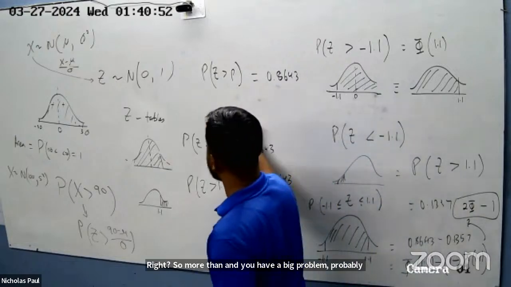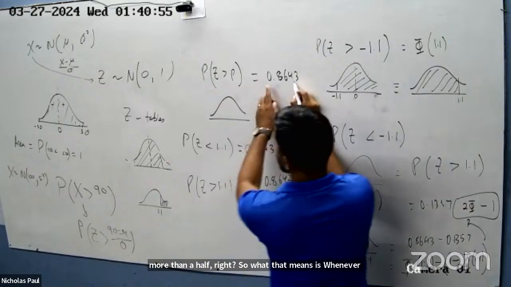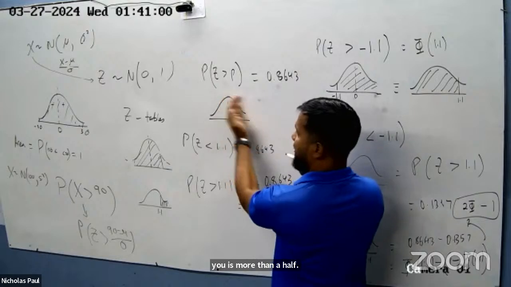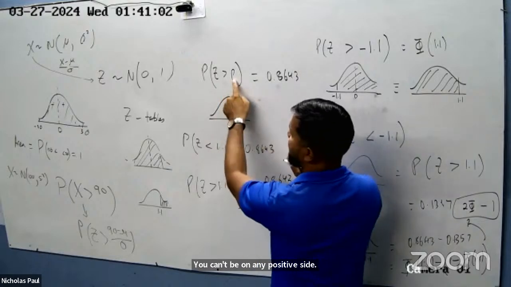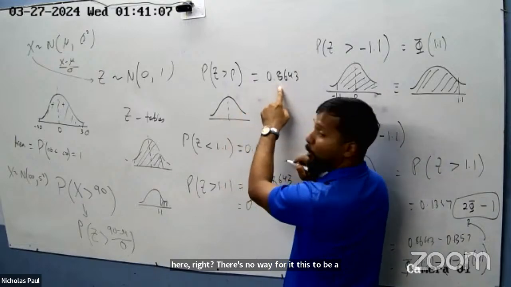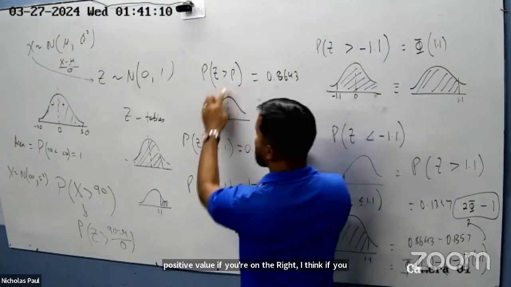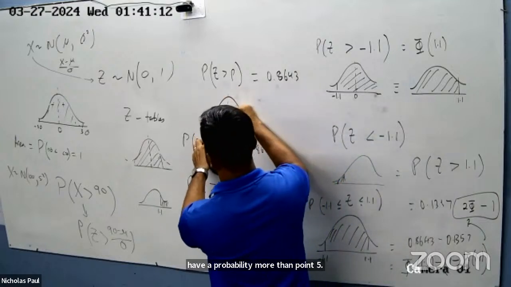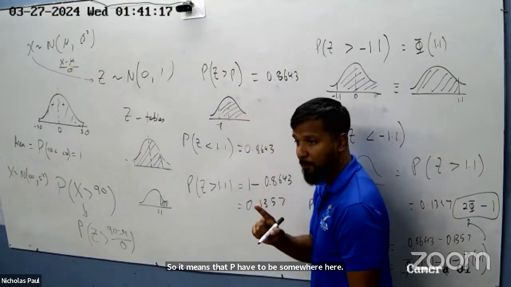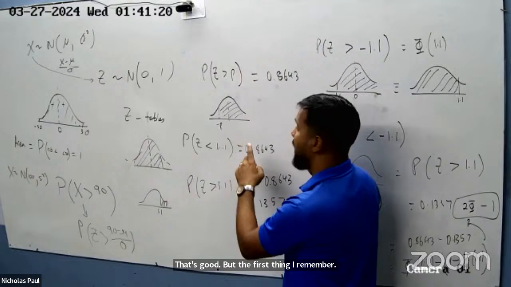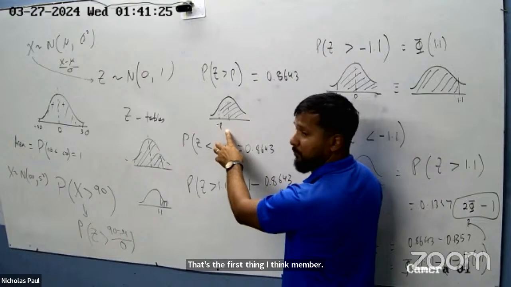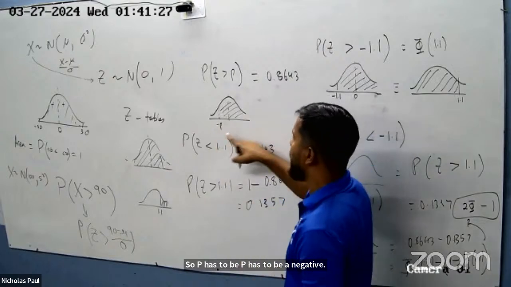So more than, and you have a big probability, more than a half. What that means is whenever you have more than a half, you can't be on the positive side, because more than is here. There's no way for this to be a positive value if you're on the right hand and you have a probability more than 0.5. So it means that P has to be somewhere here. That's the first thing I have to remember. So P has to be a negative value.